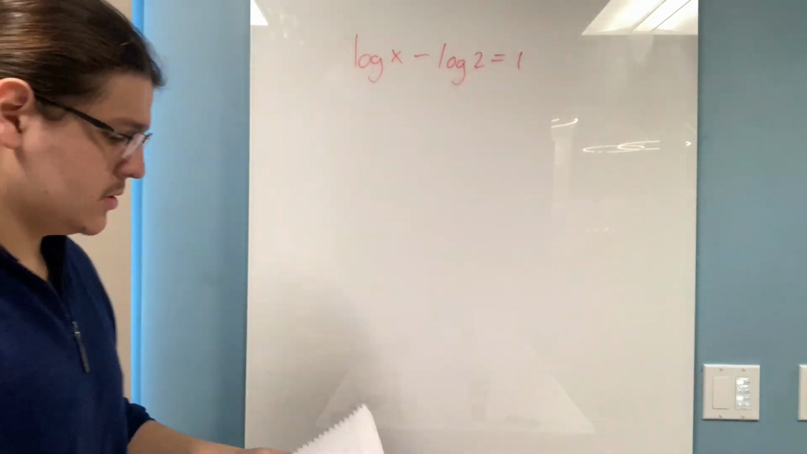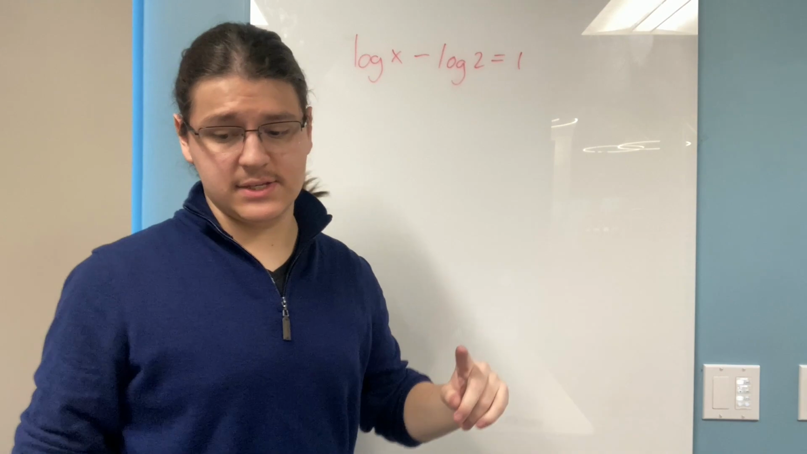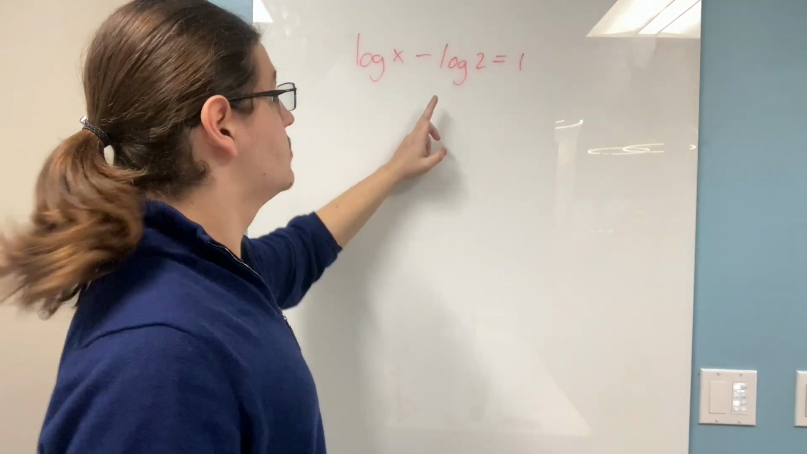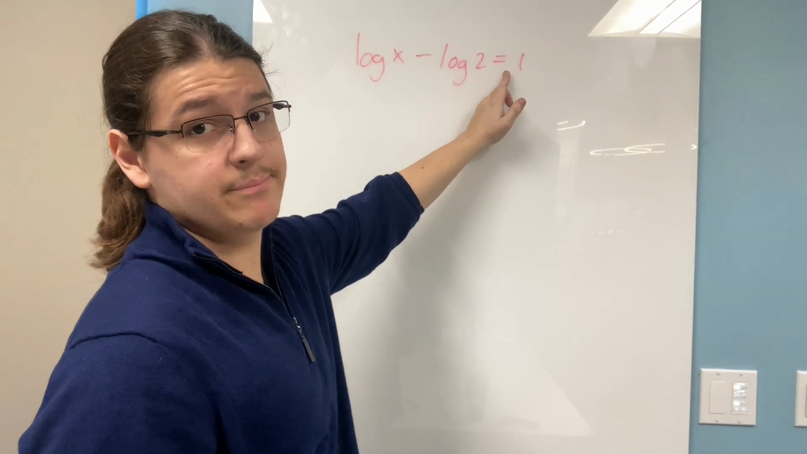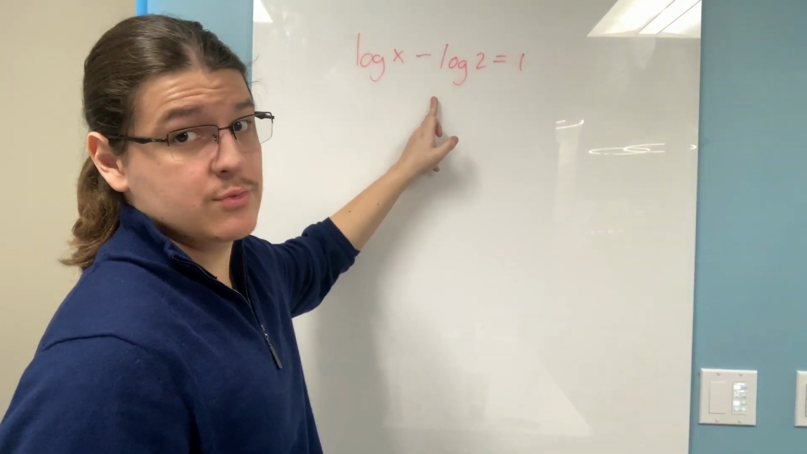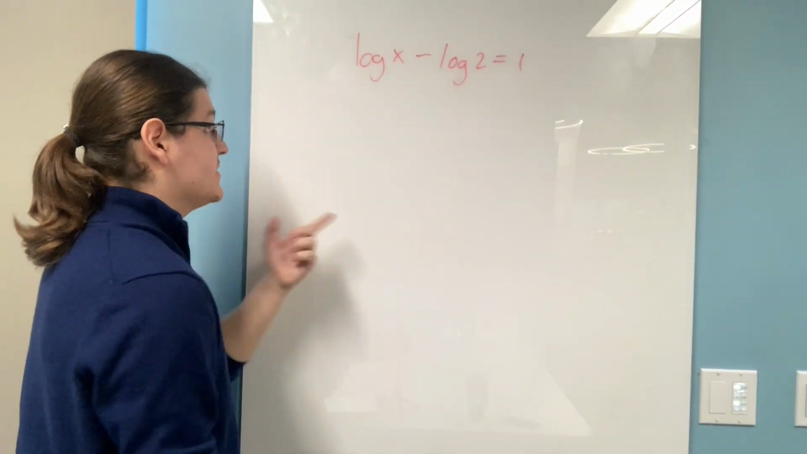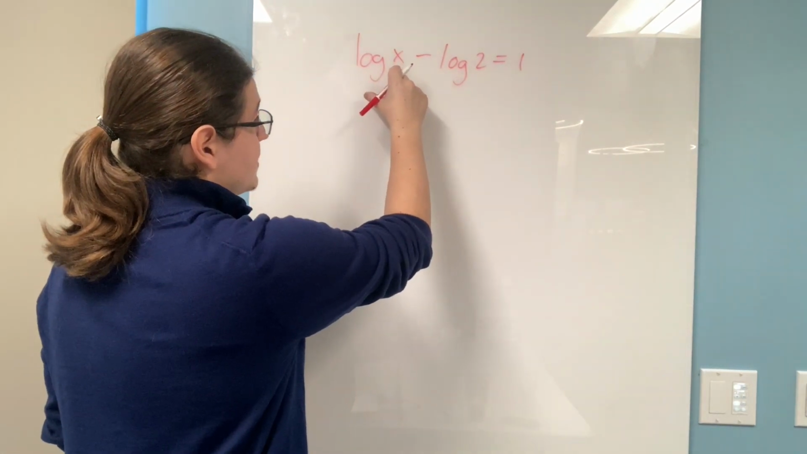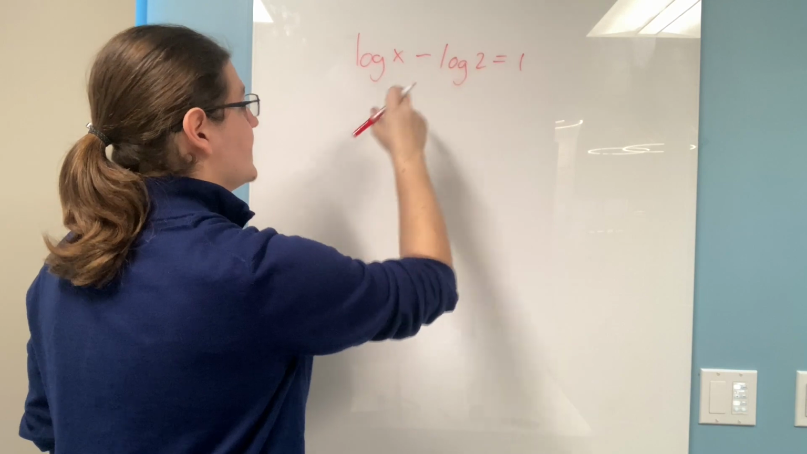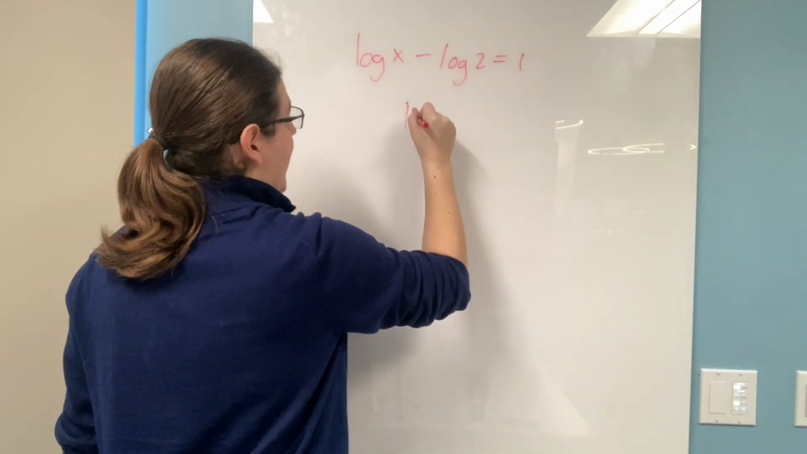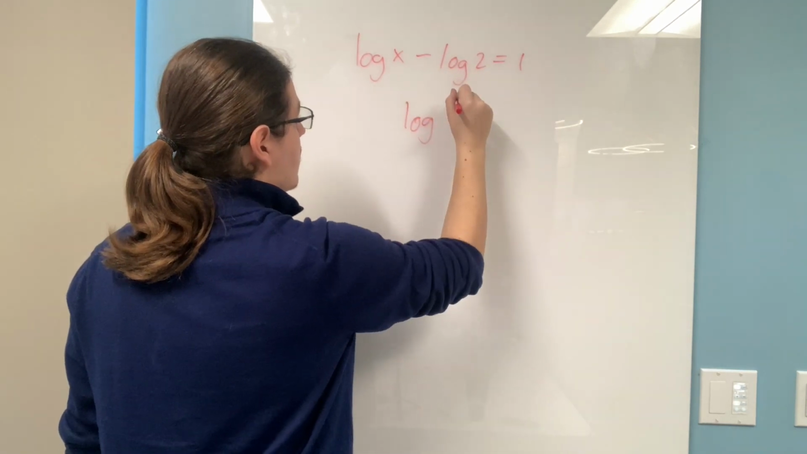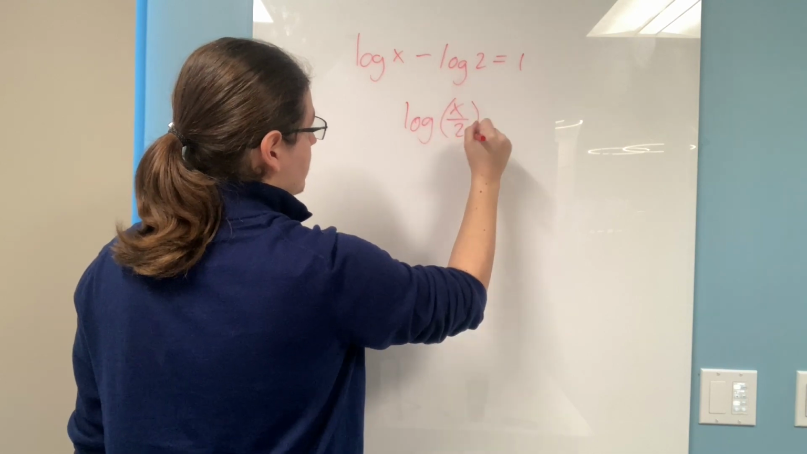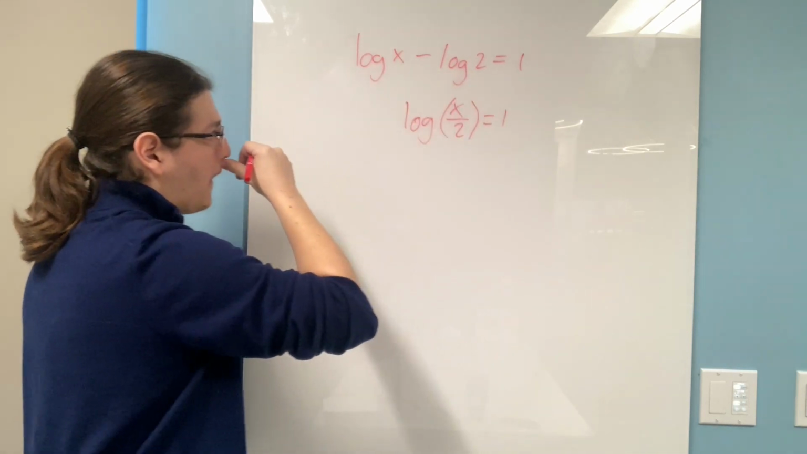New equation. Log of x minus log of 2 equals 1. Subtraction rule. Let's go. This means that we can change this into a division statement. Log of x minus log of 2 is the same thing as having log of x divided by 2, and that is equal to 1.